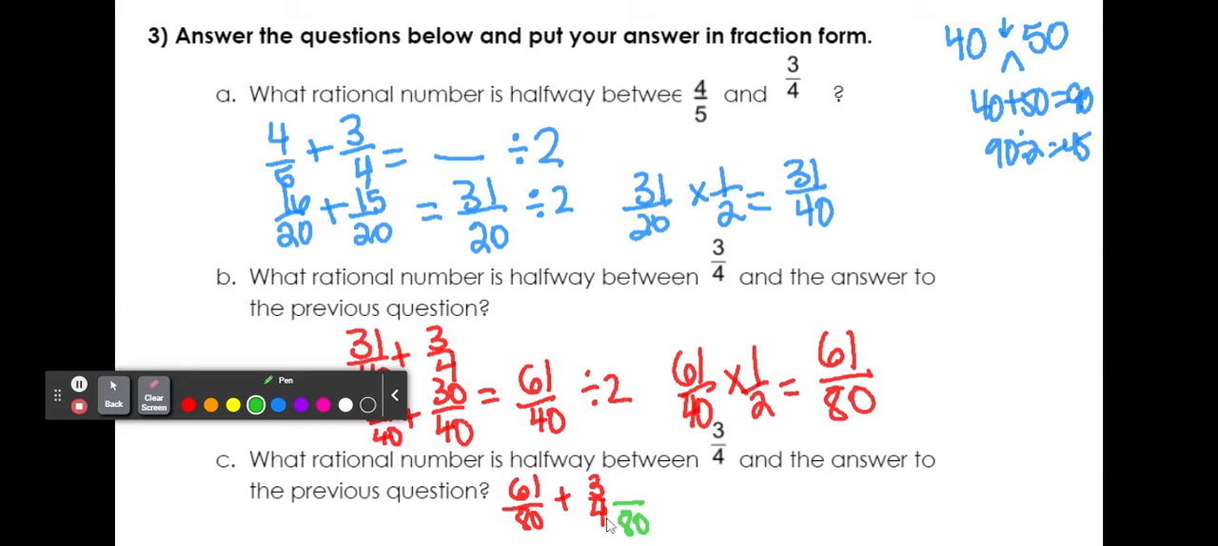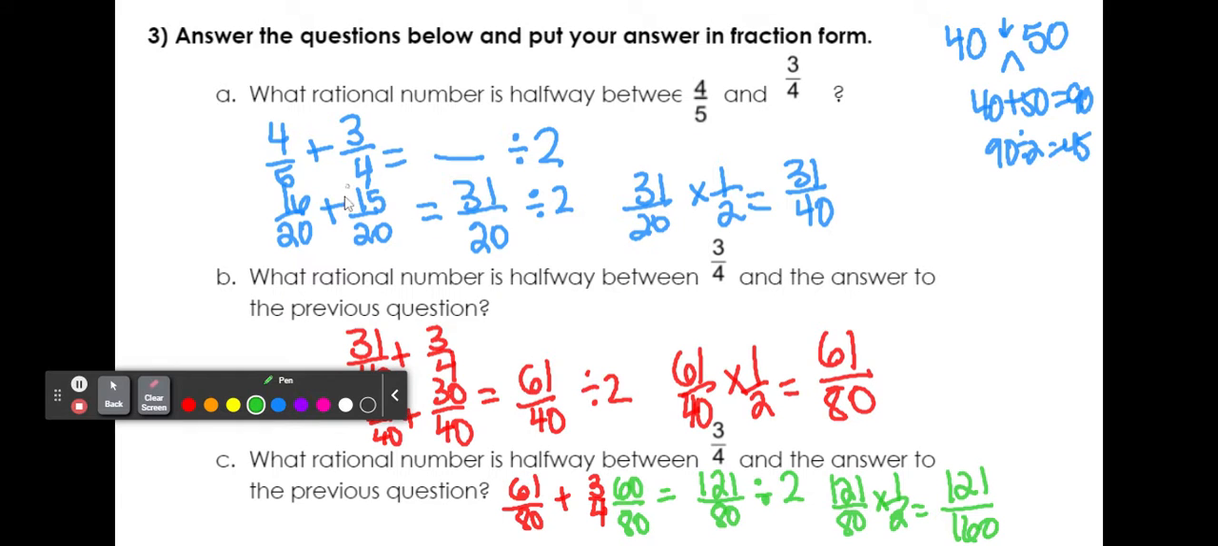So 4 times 20, 3 times 20 is 60. So 61/80 plus 60/80 is 121/80 divided by 2, which is really multiplying by a half, gives me 121 over 80 times 2, which is 160. So those are our 3 answers for these density questions. You add up the fractions and divide by 2.